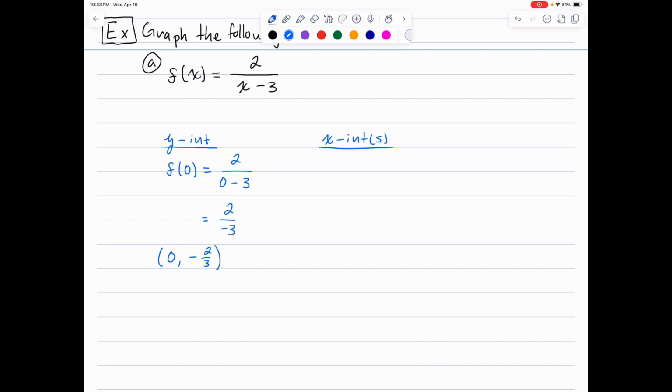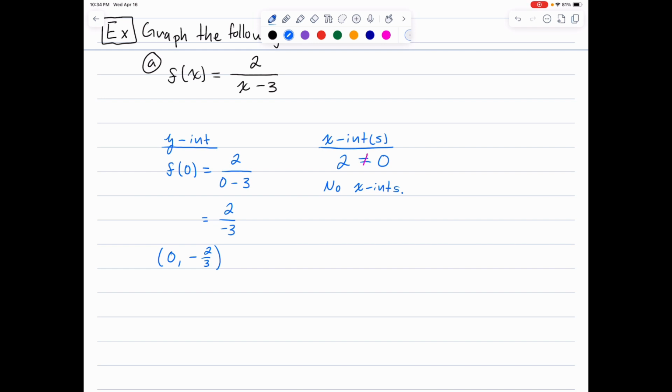Well, you'll take your numerator and set it equal to 0. Now notice this isn't true. So that means that there are no x-intercepts. So we got something immediately that's not true. Okay, so we have a y-intercept and we have no x-intercepts.